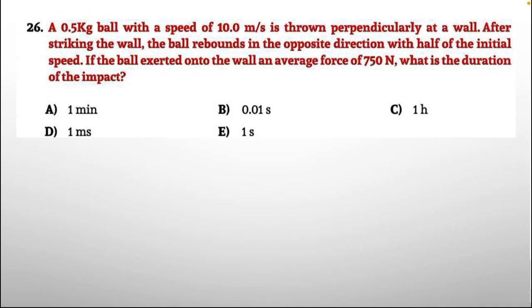Question number 26. A 0.5 kg ball with a speed of 10 meters per second is thrown perpendicularly at a wall. After striking, the ball rebounds in the opposite direction with half of the initial speed. If the ball exerted onto the wall an average force of 750 Newton, what is the duration of the impact? Options are given: A, 1 minute; B, 0.01 second; C, 1 hour; D, 1 millisecond; E, 1 second.